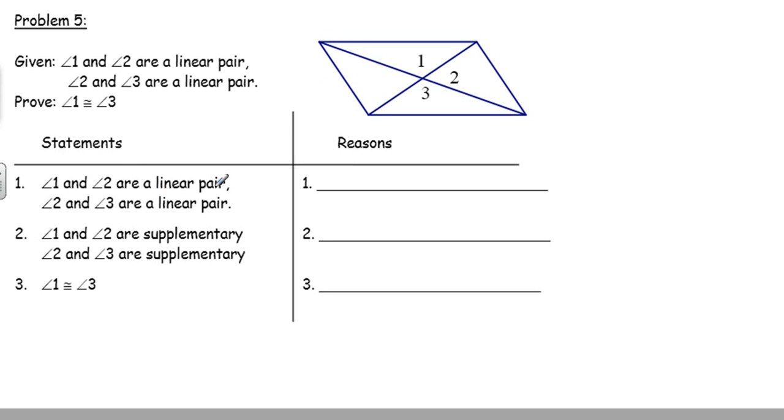So angle 1 and 2 are a linear pair. Angle 2 and 3 are a linear pair. That's the given. Then we just say that because they're a linear pair, angle 1 and 2 are supplementary, and because they're a linear pair, angle 2 and 3 are supplementary. So we can say that that's the linear pair postulate.